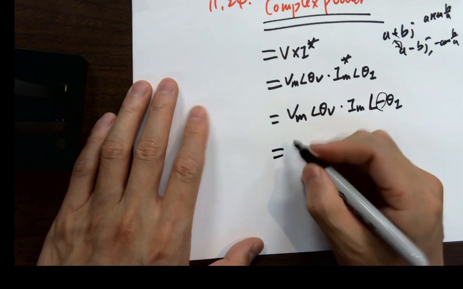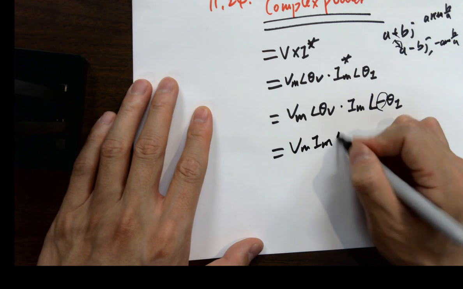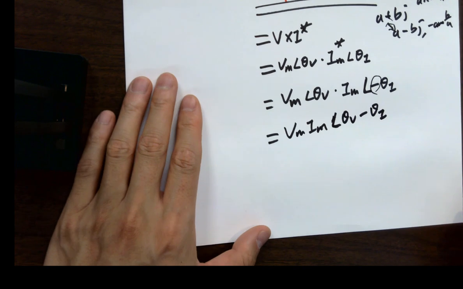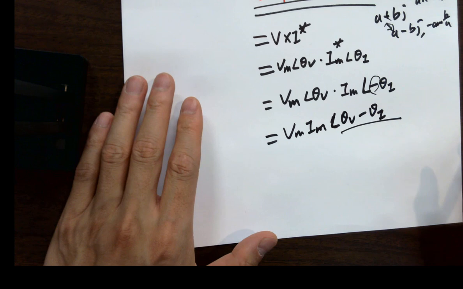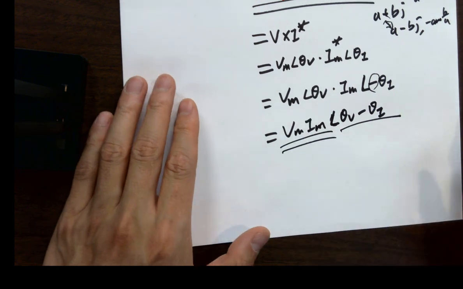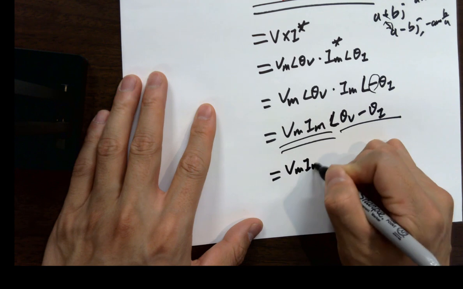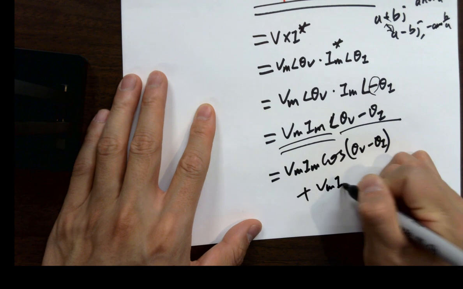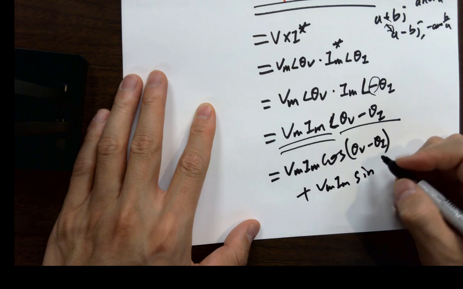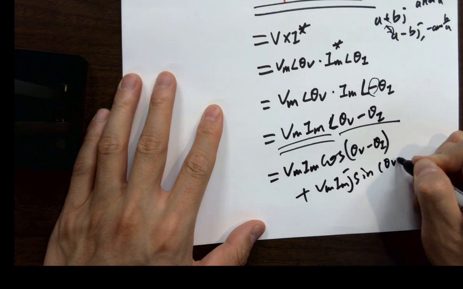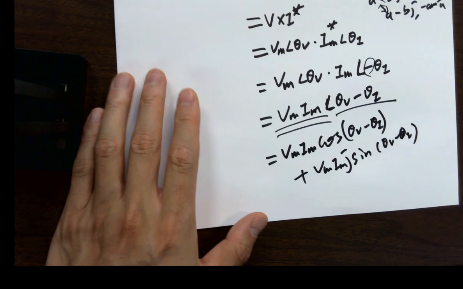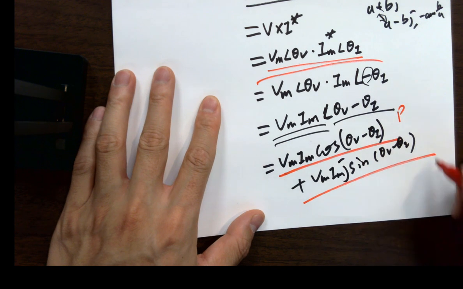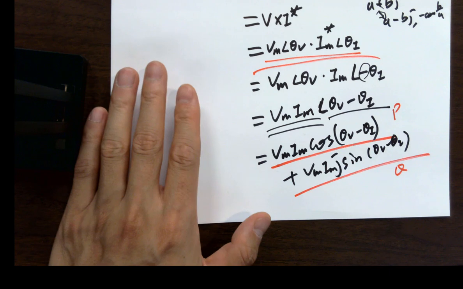So eventually, this becomes VM times IM at theta V minus theta I, and you are creating something you are very familiar with. See, that's why this is beautiful. It's getting a phase difference from the voltage and current. Okay, and if you expand this one, it's giving you VM IM cosine of theta V minus theta I, plus J VM IM sine of theta V minus theta I. I can find out the complex power over here is basically a combination of the average power and reactive power. Okay, just need to know this.